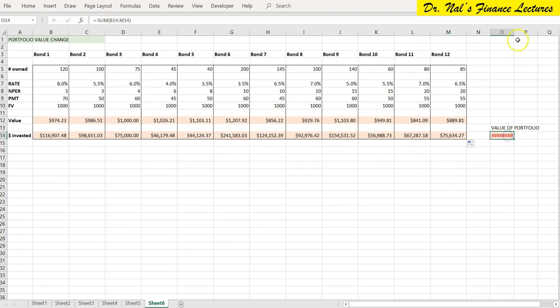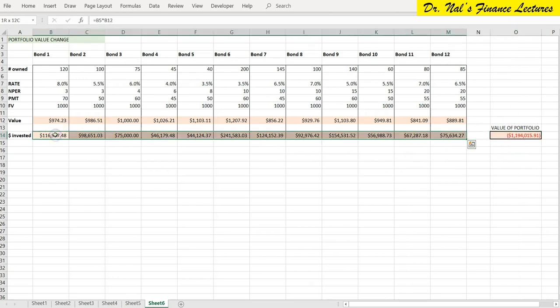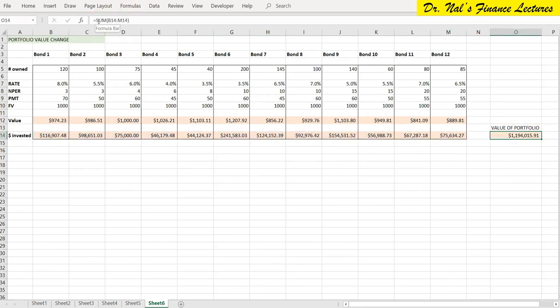So here inside the bond portfolio value, what I did is just add up all these numbers. Why the minus? I think I added an additional minus there, which I don't need. There you go. So this is the value of our portfolio as of now.